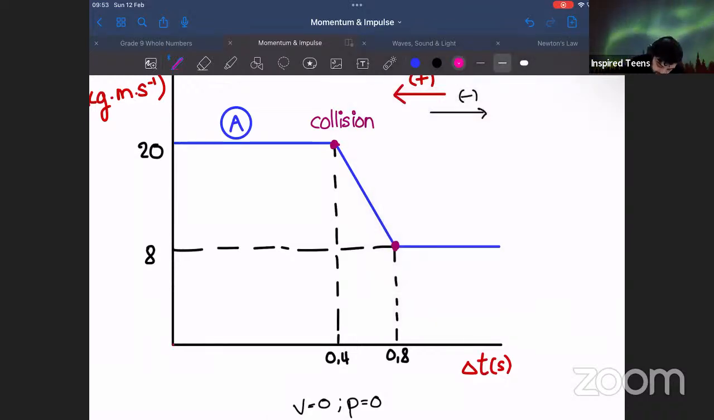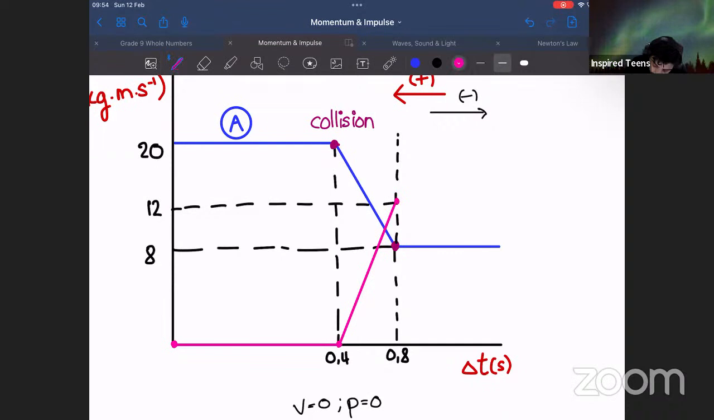Let's use this. We're going to start off at 0, and it's completely stationary until the onset of collision, so until here. After the collision, remember, the collision is 0.4 seconds. It's the same for both objects. So after the collision, its final momentum increases to somewhere like here, which is 12 kg meters per second. Then we can assume that it continues at a constant velocity. Okay, cool, so that's done.